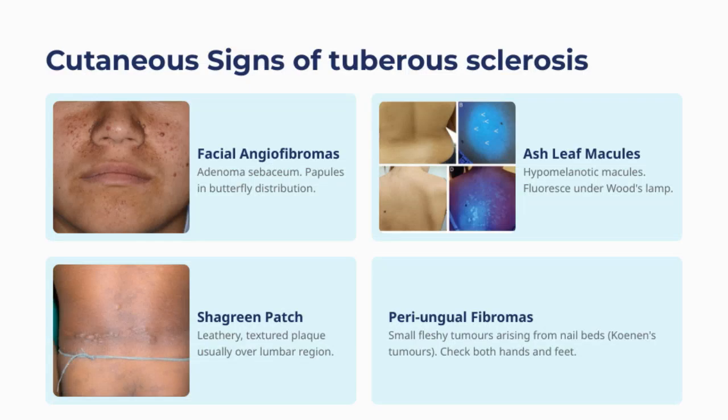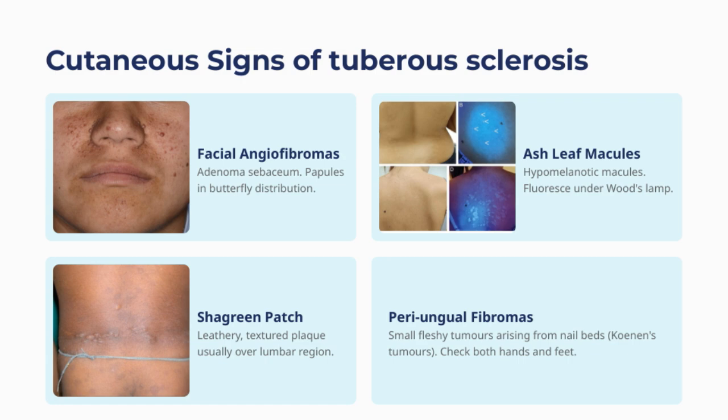Let's take a closer look at some of the key skin signs associated with tuberous sclerosis. First, we have periungual fibromas, which are small, fleshy tumors that typically arise from the nail beds. These are also known as Koenen's tumors. It's important to check both the hands and feet, as they can appear in multiple locations. Next, there's the shagreen patch, which is a leathery, textured plaque usually found over the lumbar region. This skin change is quite characteristic and can be a helpful clue in diagnosis.